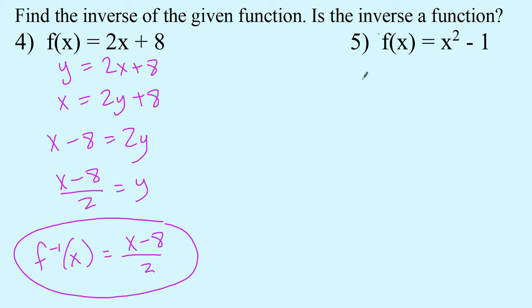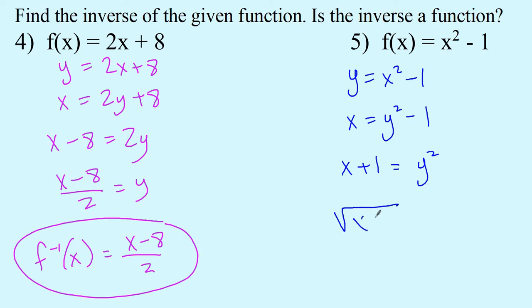Now, for number 5, this is the one I usually get kids on. So we get y equals x squared minus 1. Flip things around. One thing, notice the exponent didn't move. Everything stayed still but the variables. We get the 1 over. Now, the opposite of squaring, this was last section, the opposite of squaring is the square root.